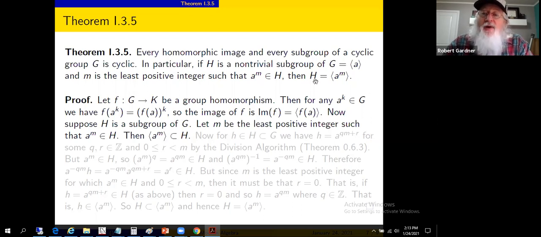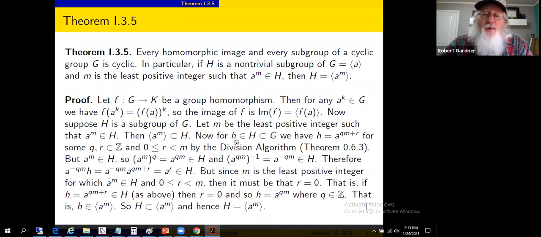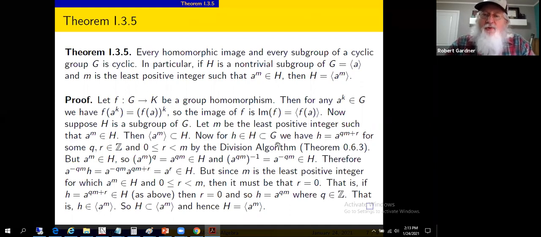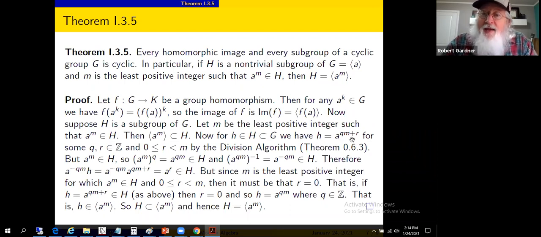We're trying to show H equals the group generated by A to the M. Certainly the group generated by A to the M is a subset of H. We just need to reverse this subset inequality. So we need to take an arbitrary element of group H and show that it is A to the M to some power. So take lowercase h to be in subgroup capital H, a subgroup of G.